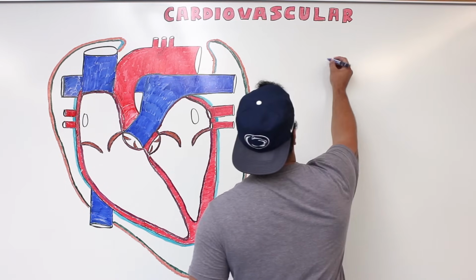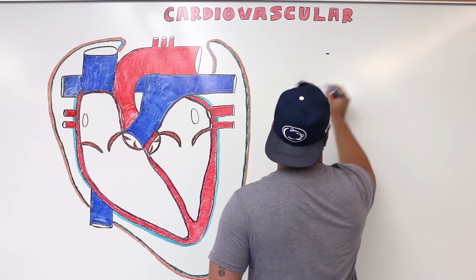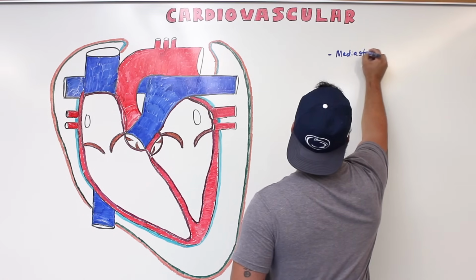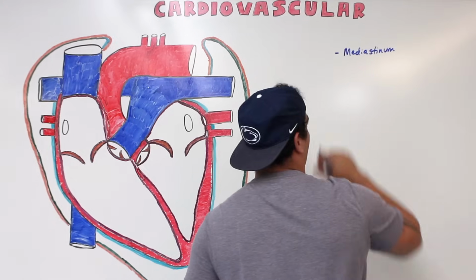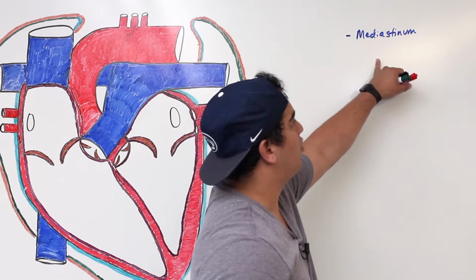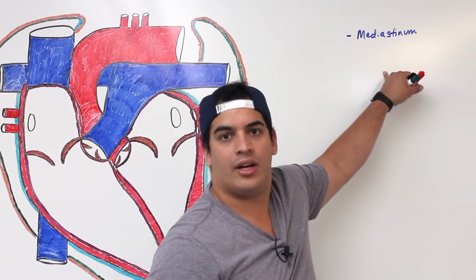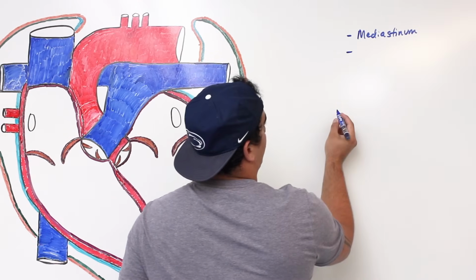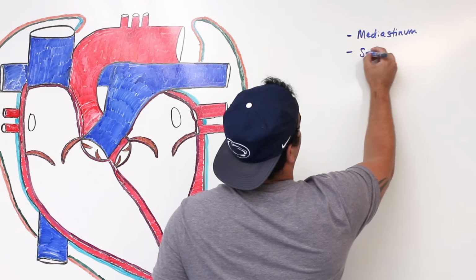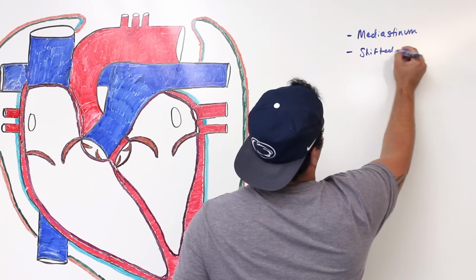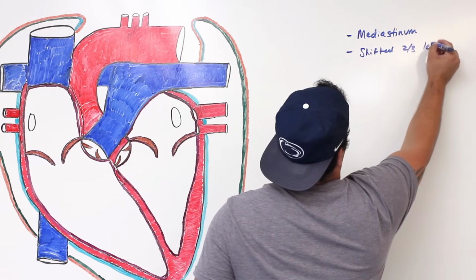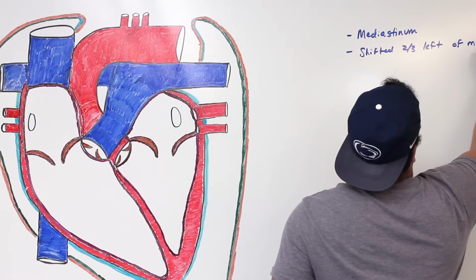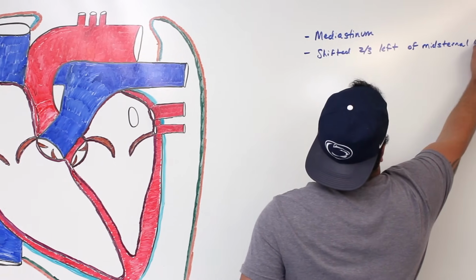Well, you'd find it within the thoracic cavity, but you'd find it within a special cavity in the thoracic cavity called the mediastinum. There are actually different components of the mediastinum, like the superior mediastinum, the central, anterior, and posterior mediastinum. We're not going to get into all that. Another thing about the heart is not only is it situated within the mediastinum, but it's actually shifted about 2/3 to the left of the mid-sternal line, okay?